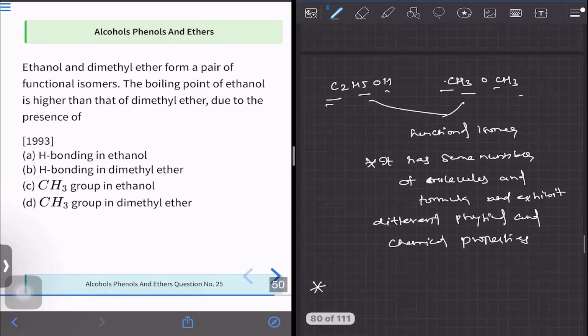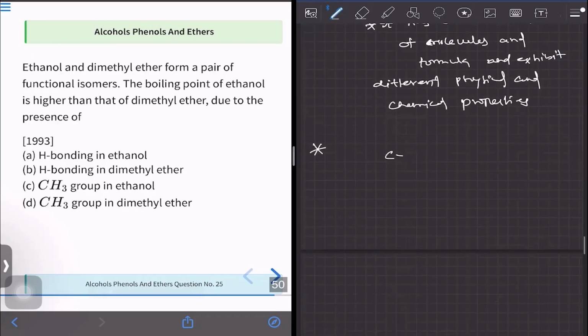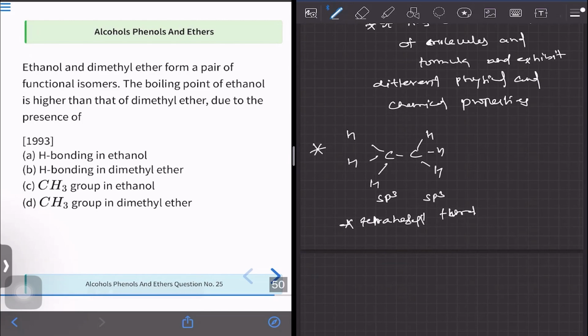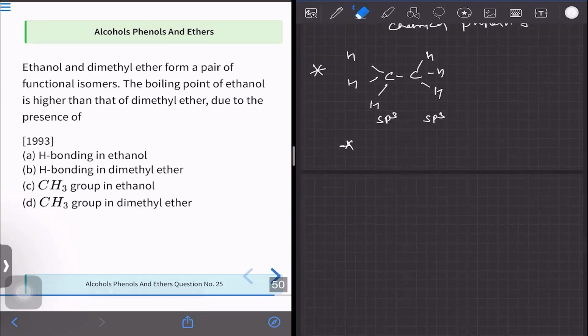So they are asking why they have different boiling points. See, in the structure of C2H5OH, the carbon is sp3 hybridized. So it has tetrahedral groups. In sp3 hybridization, the shape is tetrahedral.